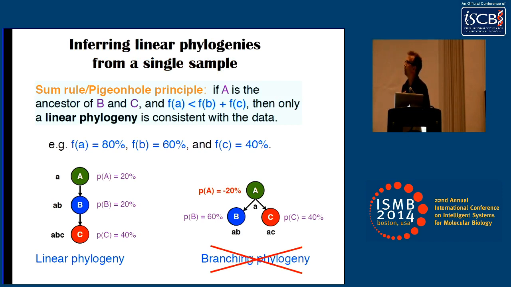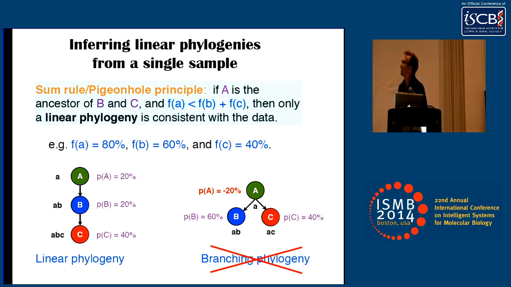from a single sample. And you can do that using something called the sum rule, which is what we called it, because we hadn't fully read a paper that was published a year ago that called it the pigeonhole principle. So I'm going to give it both names. And the rule goes like this.